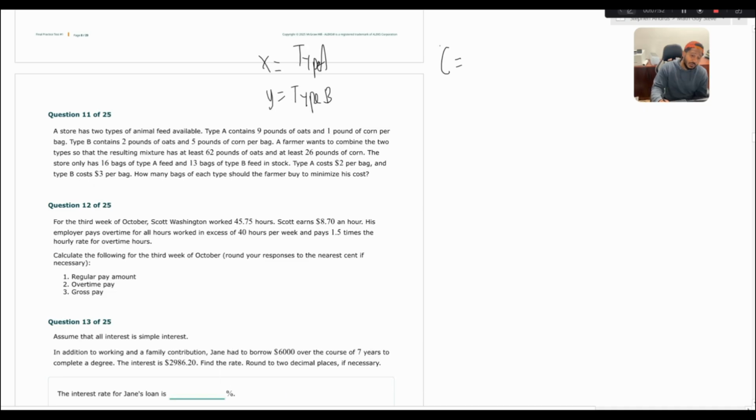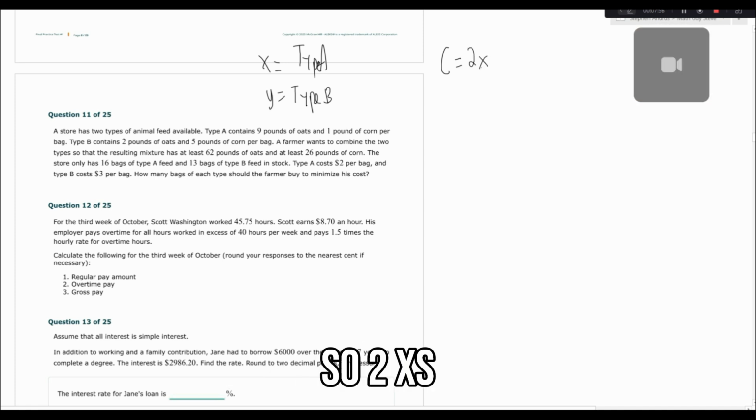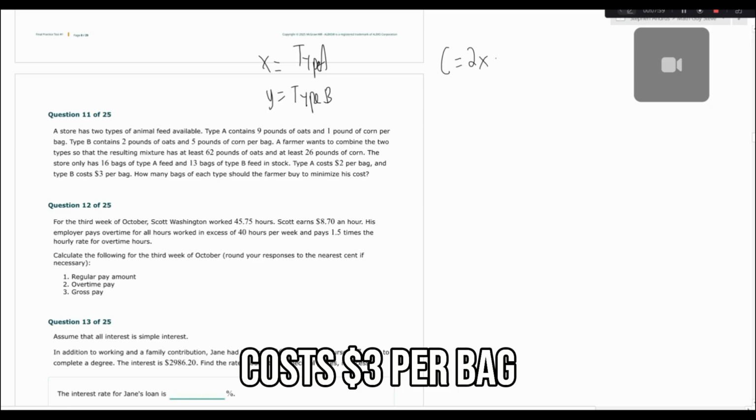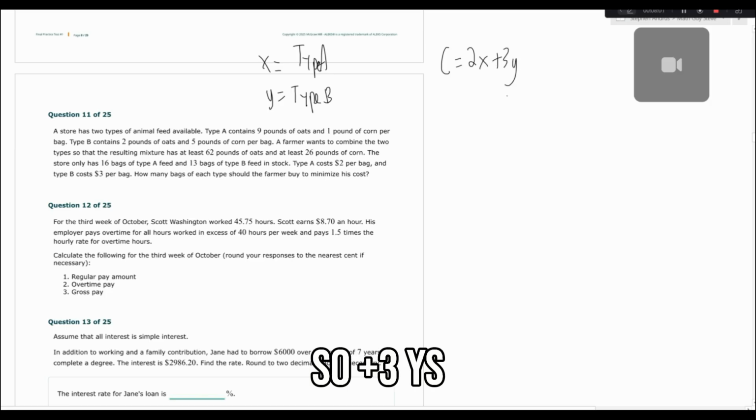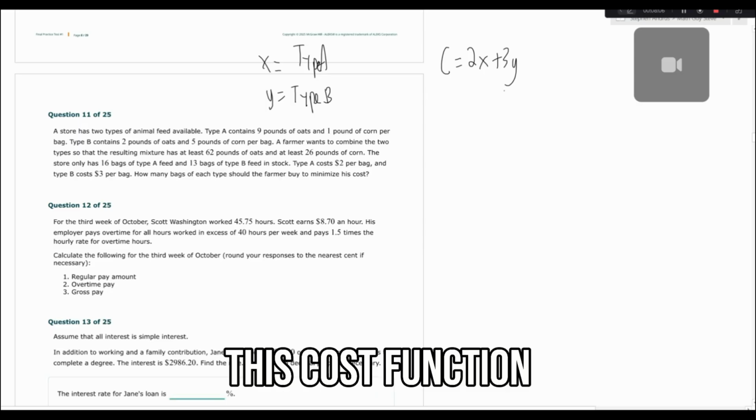Type A costs $2 per bag, so 2x, and type B costs $3 per bag, so plus 3y. At the end of this, we're going to try to minimize this cost function.